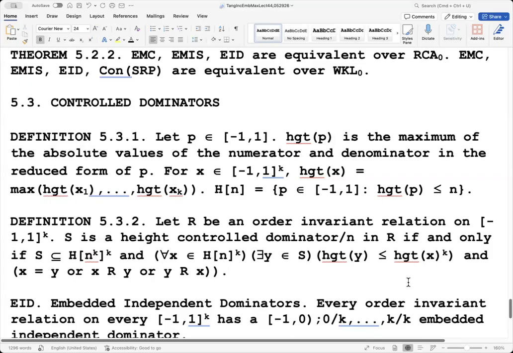Let's see, can I simplify this a little bit? S is a height-controlled dominator, and I do want to say that S is finite. I mean, S doesn't have that much in it. And if it's n, it raises it to the kth power. There are some things I don't quite like about this because it's a little confusing: I'm using k as the kth power numerically at the same time I'm looking at k-tuples. I may want to fool around with this a little bit.